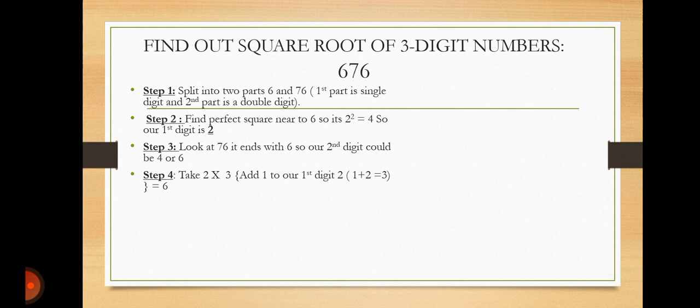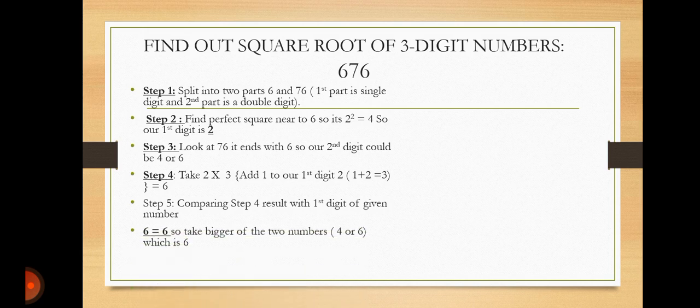Now this 6 we have to compare with the first digit of our given number 676. So 6 and 6 are equal. Now how to choose, because in our previous slides I only taught you that if the number is greater you choose the smaller value, and if the number is smaller then you choose the bigger value. But what if the number is equal? In this case we will take the bigger of the two numbers, 4 or 6, so we will take 6. So our final answer, that is the square root of 676, is 26.